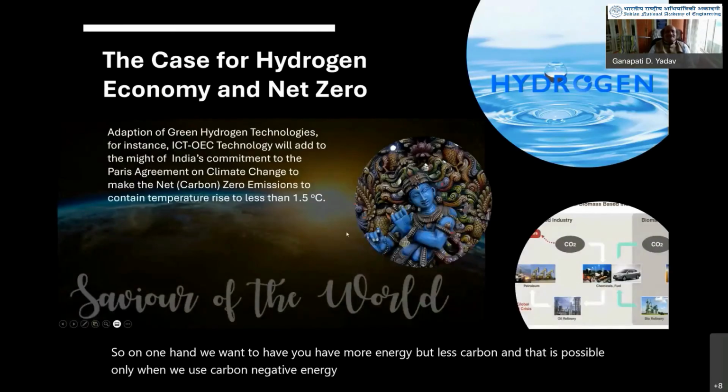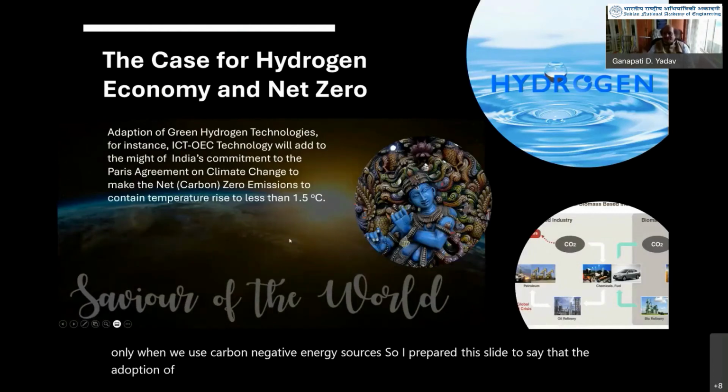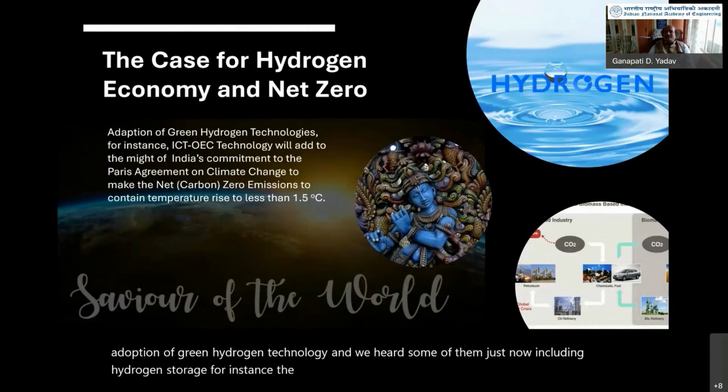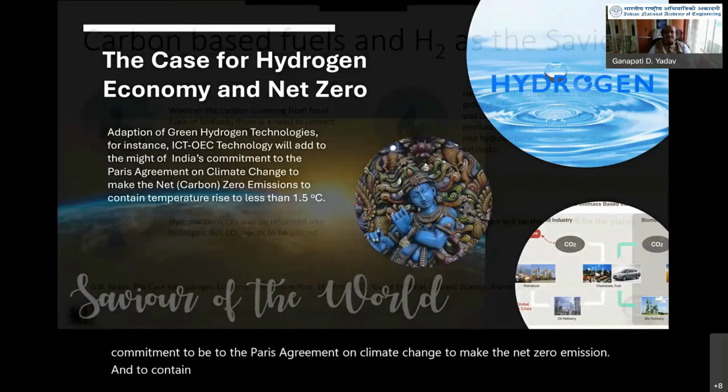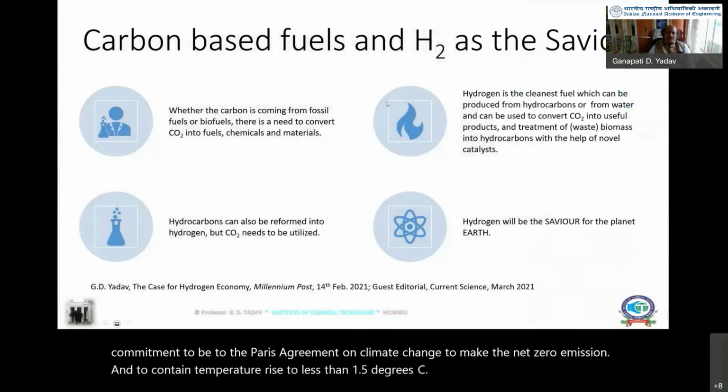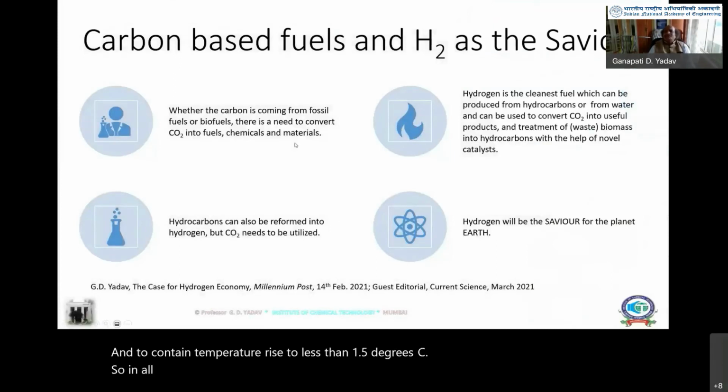So I prepared this slide to say that the adoption of green hydrogen technology, and we heard some of them just now, including hydrogen storage, for instance the ICT OEC technology, will add to the might of India's commitment to the Paris Agreement on climate change, to make the net zero emission and to contain temperature rise to less than 1.5 degrees C. So in all these carbon-based fuels, hydrogen is going to be the savior, and we say God is the savior. So how is hydrogen going to be the savior?